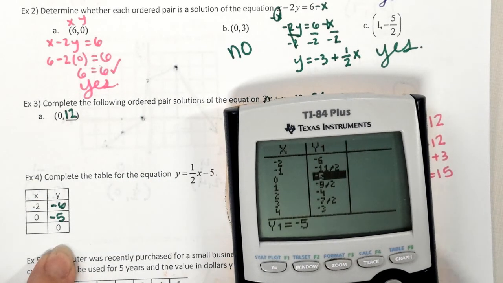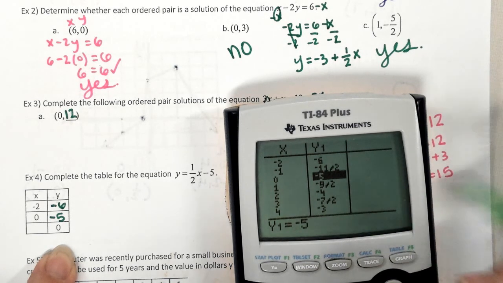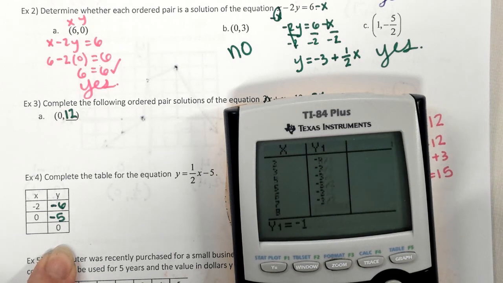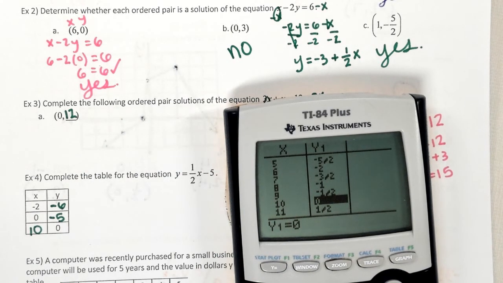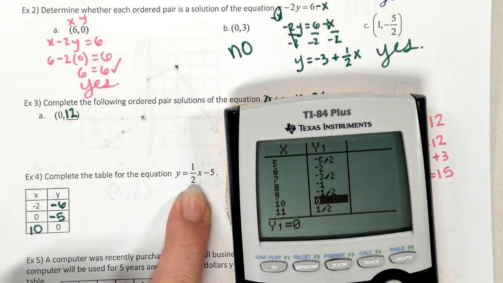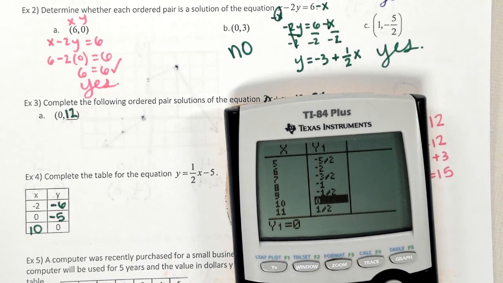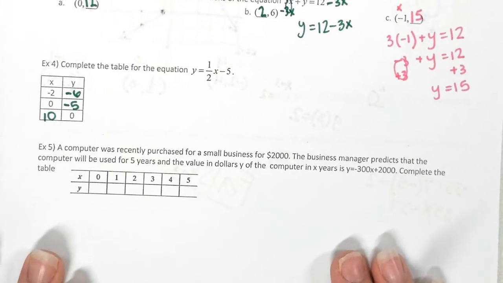So I'm going to go over to the Y column, and I want you to realize the numbers are getting closer to 0 down, so I'm going to go down. And there's 0. What is X? 10. Why is it not just negative 2? Because a half of negative 2 is negative 1, right? And negative 1 minus 5. If I take 1 and I take 5 more, it's negative 6.